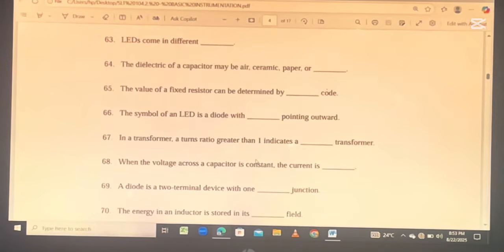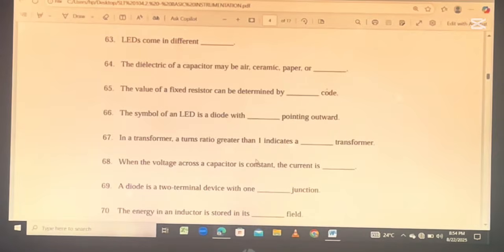Number 68, when the voltage across a capacitor is constant, the current is dash. So the current is zero. All right, don't forget that. So the current is zero whenever there is a constant voltage across a capacitor.